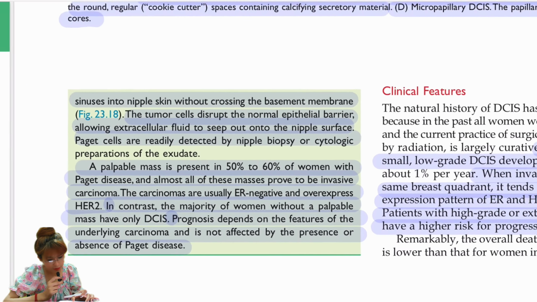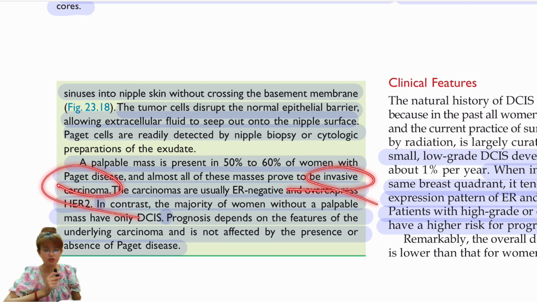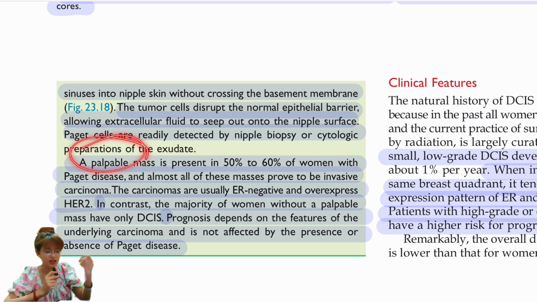See, this is a very important point: a palpable mass is present in almost 50% of women with Paget's disease, and almost all these masses prove to be invasive carcinoma. Just imagine, that means this carcinoma has already progressed to invasive carcinoma. 50% of Paget's disease ultimately presents with a palpable mass, meaning they already have this invasive carcinoma. This is so very sad.